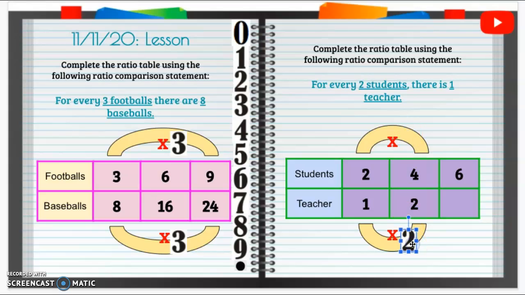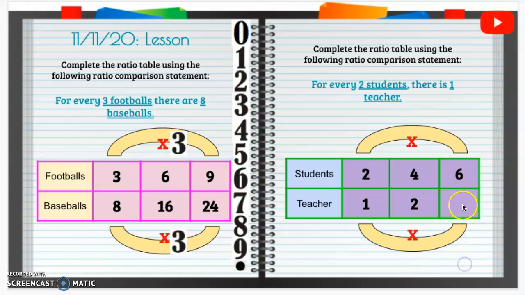Let's take a look at the next one. We have a 6 here, and then we have a blank here. How do you get from 2 to 6? 2 times what is 6? Well, I know 2 times 3 is 6. What you do to the top, you must do to the bottom. So if I multiply that top by 3, let's look at the bottom by 3. 1 times 3 is going to be 3. So that's it for our table there.